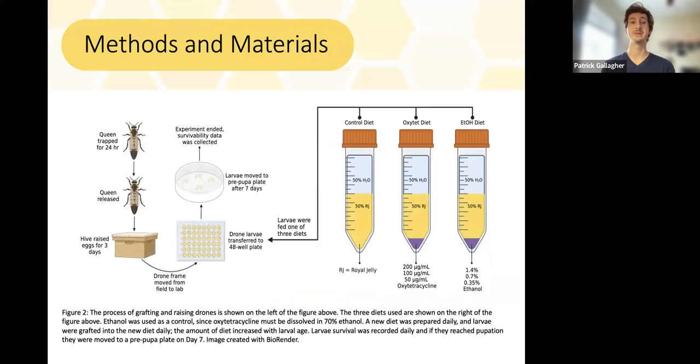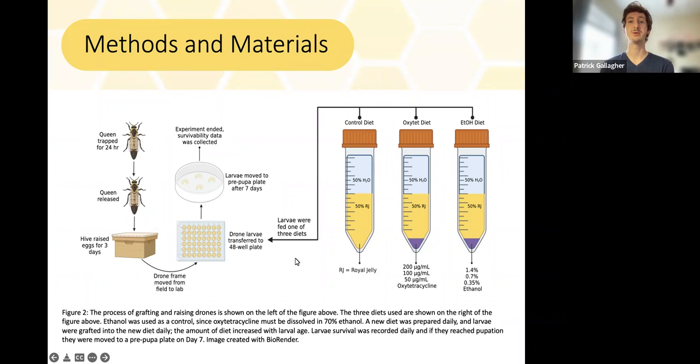To test this hypothesis, we first trapped the queen on a frame for 24 hours. This allowed us to know where she was laying the eggs and how old the eggs were. After releasing the queen, we allowed the hive to raise the eggs for 3 days. After this, we moved the frame into the lab and grafted them into one of 3 pre-prepared 48-well plates.